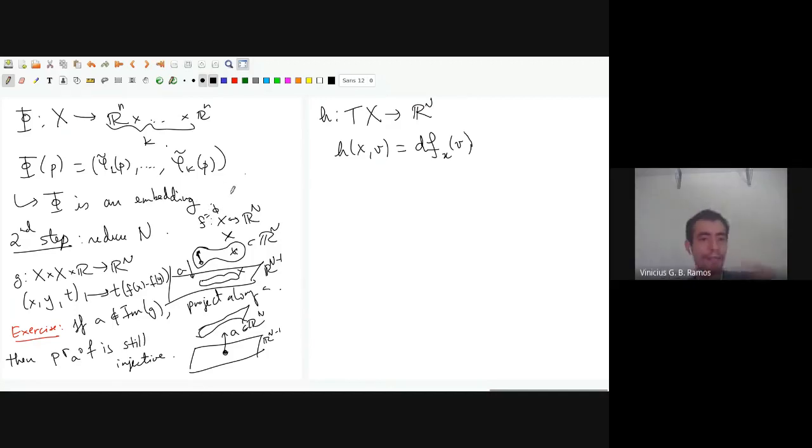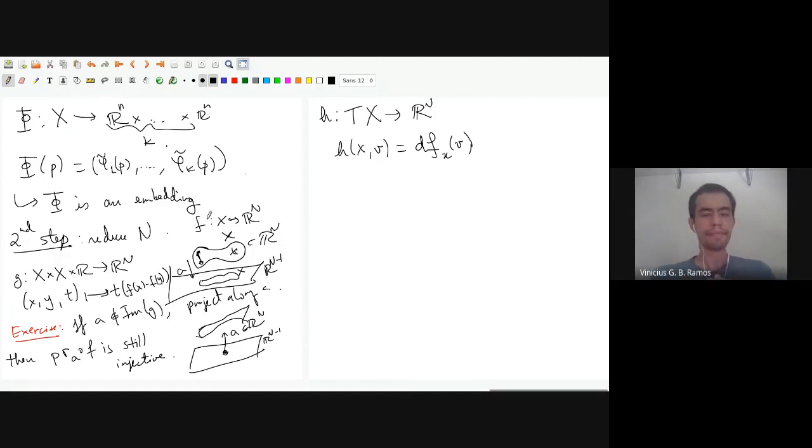No, the thing is that I'm actually going to do this by induction. So I'm going to be reducing. Maybe that's why it's not phi. So phi is just the first embedding into some Rn for n very, very large. And the second step is saying, if I have an embedding into some Rn, then I can embed into Rn minus 1. And I'm going to apply this over and over and over until I have to stop.